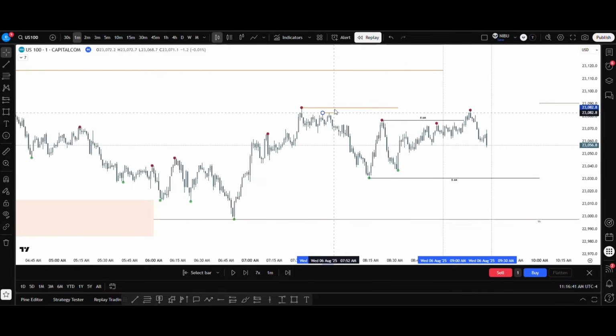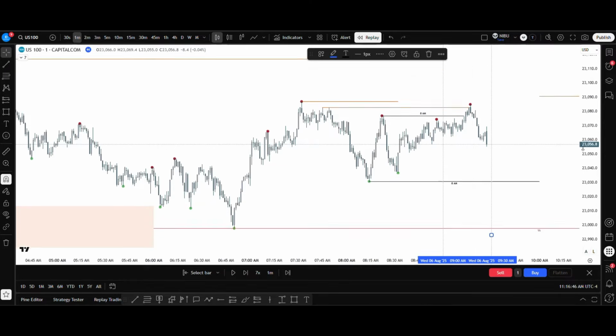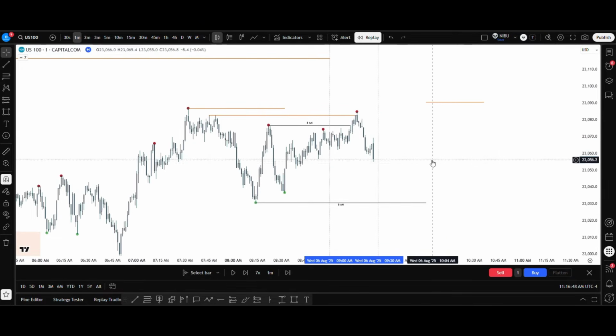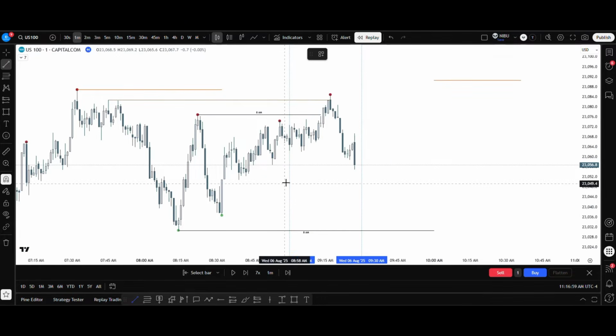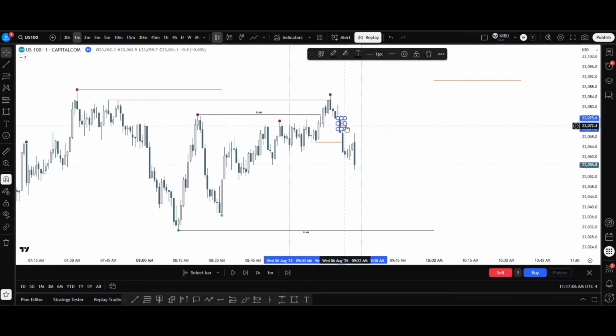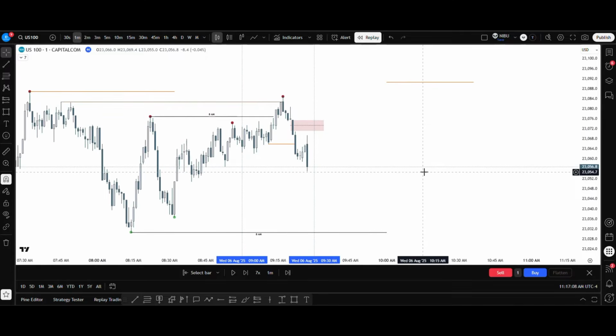I'll show you. I made a mistake today. I just noted that 8 a.m. high, 8 a.m. low, and price swept 8 a.m. high. And price displaced, and we got momentum shift and breaker block, and here FVG. And you can see FVG here as well.